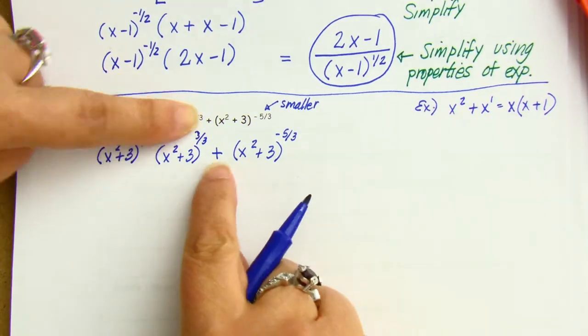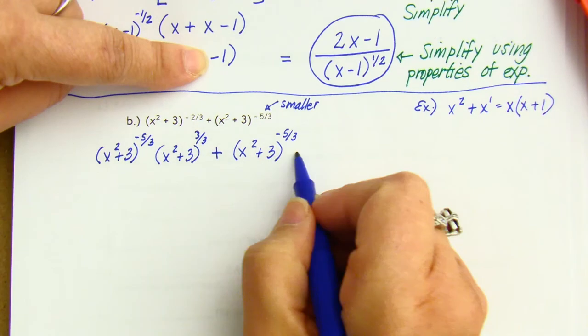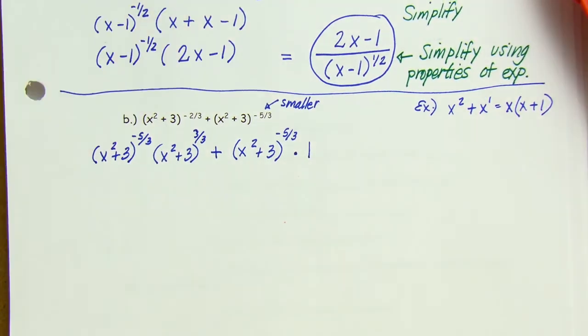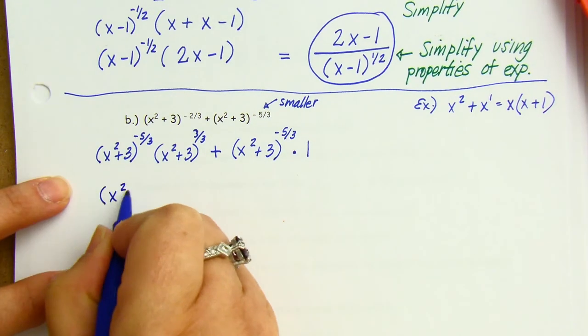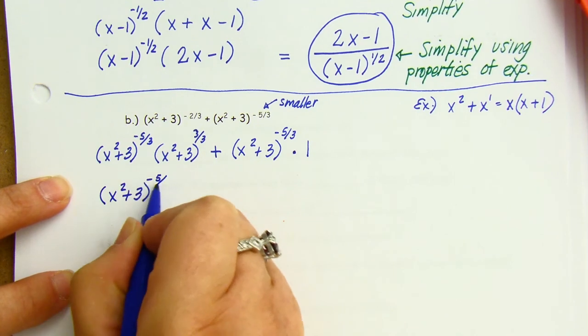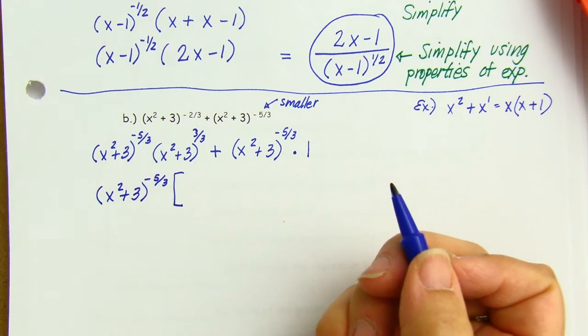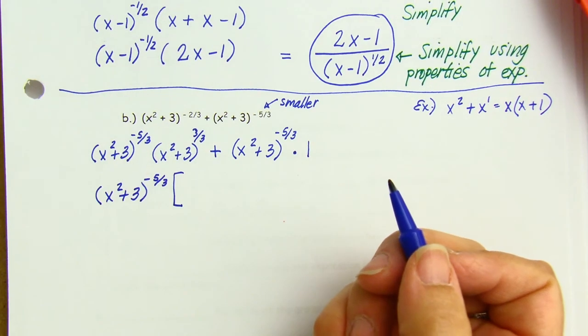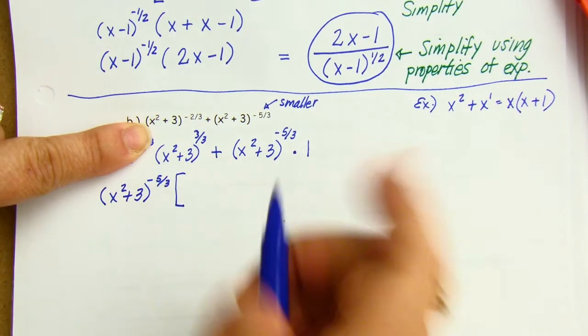Here's my plus sign, and this term is exactly this, so you could do times 1. That sometimes helps as a nice visual. Now I'm ready to factor out my GCF. The GCF is x squared plus 3 to the negative 5/3 power. What's left inside? Well, factor means divide. This is going to get divided out. This has to go in the quantity.